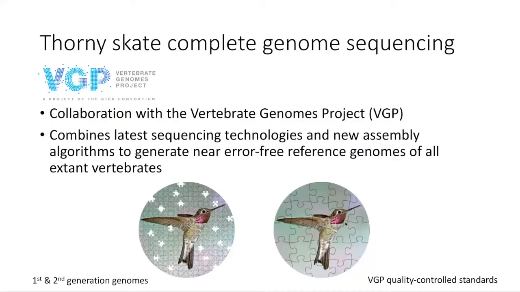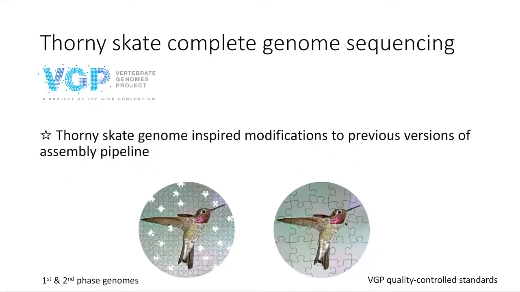It's worth noting the Thorny skate is among the first set of genomes the VGP has been working on. And also that the Thorny skate genome analysis and assembly has inspired modifications to previous versions of the VGP assembly pipeline. And that pipeline is being used to assemble all of the VGP vertebrate genomes. So in that sense, the Thorny skate is already contributing to bioinformatics more broadly.